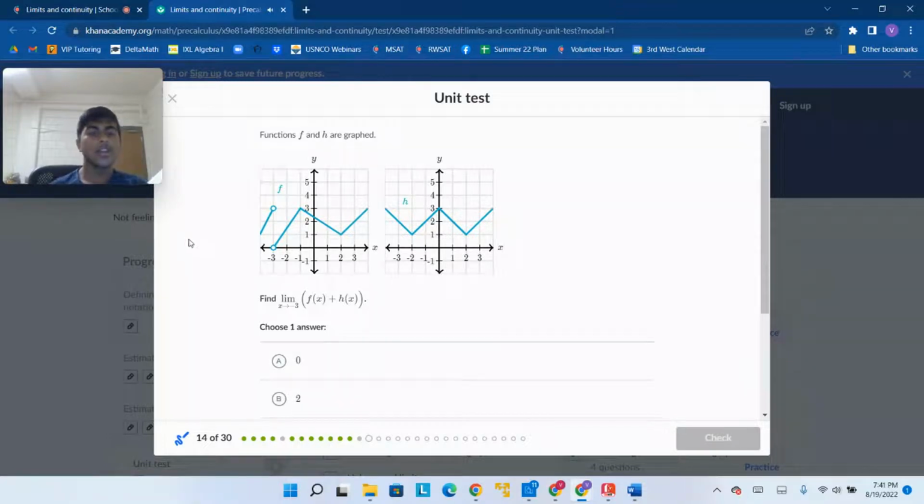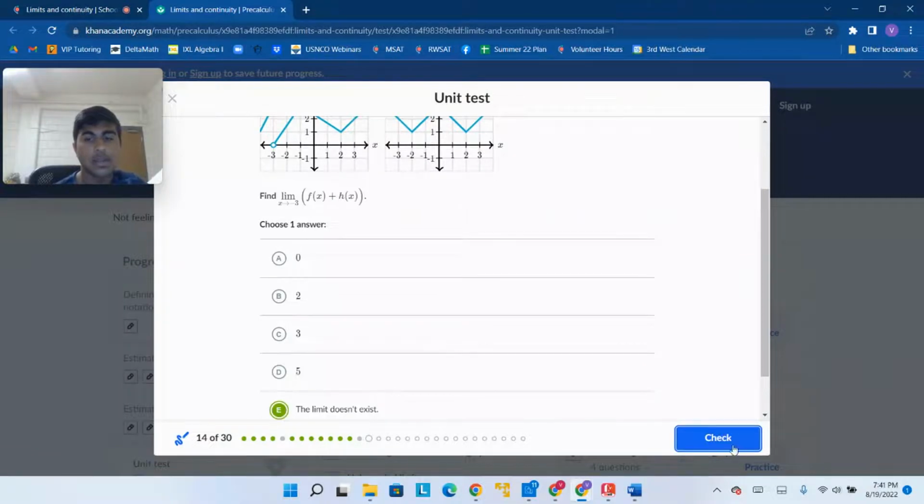Now, functions f and h are graphed. As a side note, just make sure you write down the correct answer. It's always helpful to go back and check once again so that you don't mess up the way I did. As x approaches -3, you're trying to find the limit of f of x plus h of x. Well, f of x doesn't really have a set value. It could be either 3 or 0, whereas h is just 2. Approaching from the left side, you get 3 and 2, which is 5. If you approach from the right side, you get 0 and 2, which is 2. Those are different, so the limit doesn't exist. And we can move on to the next question.